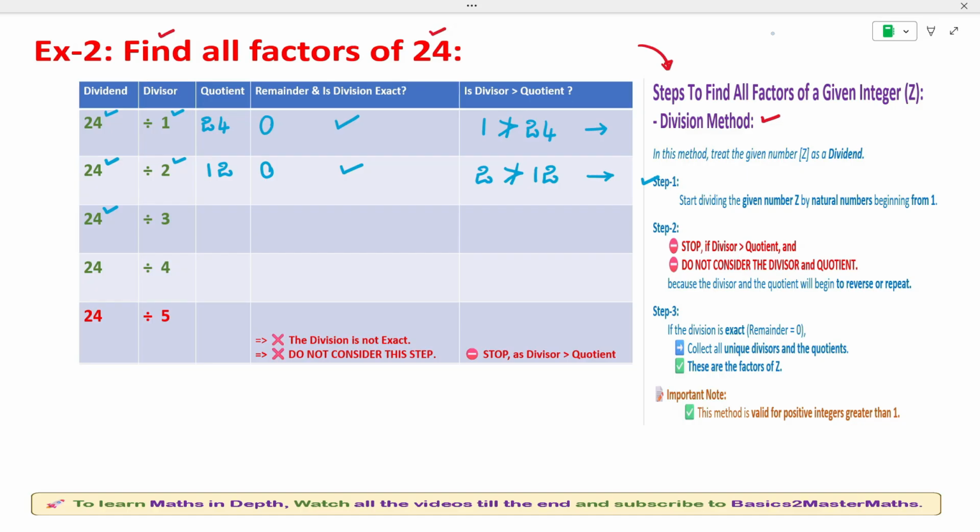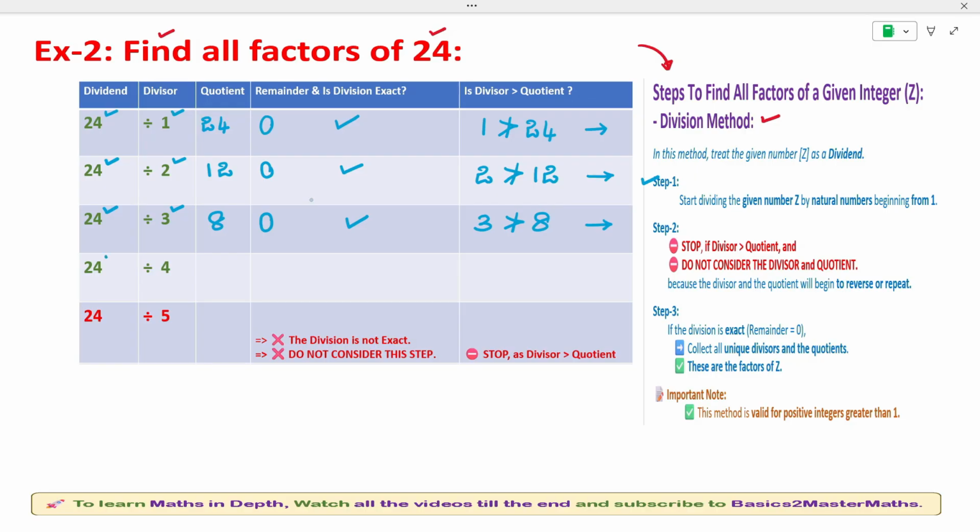When we divide 24 by 3, we get 8 as the quotient and 0 as the remainder. So this division is exact. In this case, the divisor 3 is not greater than the quotient 8. So move to the next step.